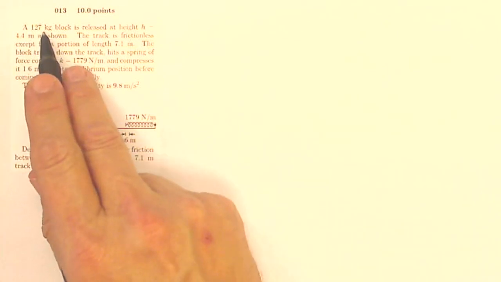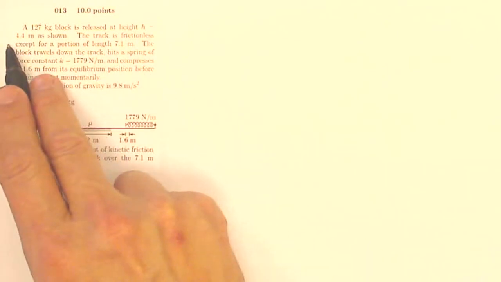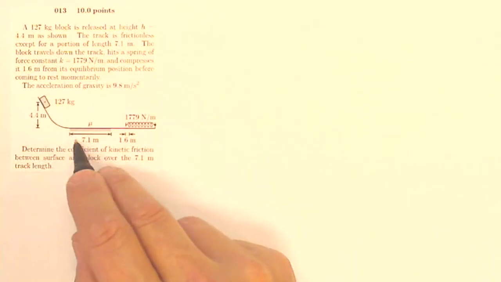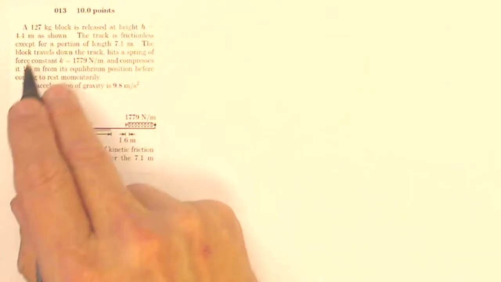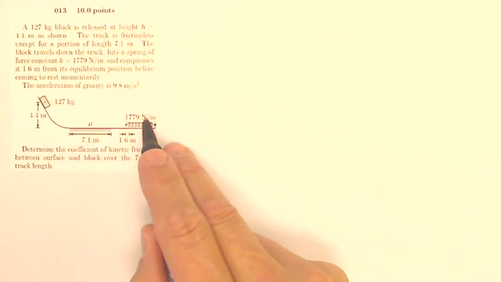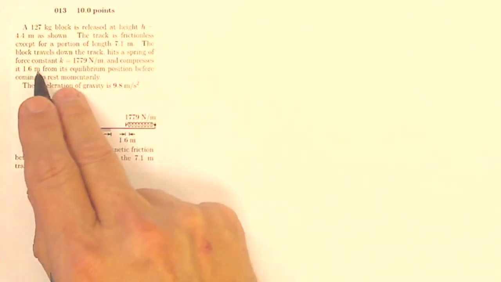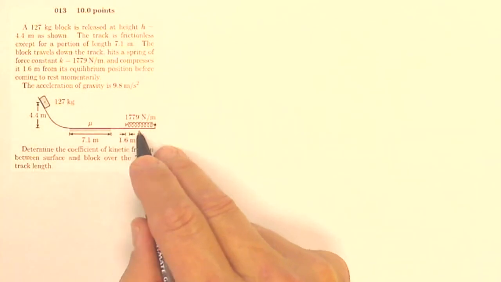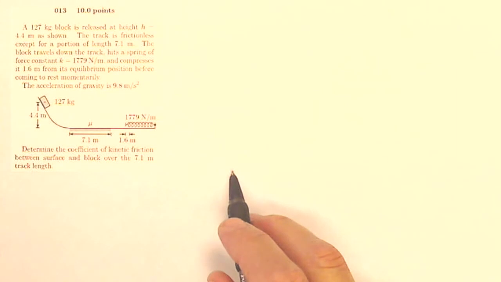A 127 kilogram block is released at a height h equals 4.4 meters as shown. The track is frictionless except for a portion of length 7.1 meters. The block travels down the track, hits a spring of force constant k equals 1779 newtons per meter, and compresses 1.6 meters from its equilibrium position before coming to rest momentarily.